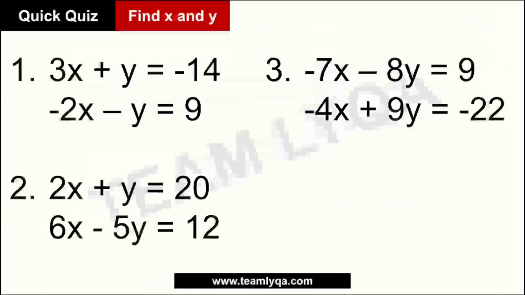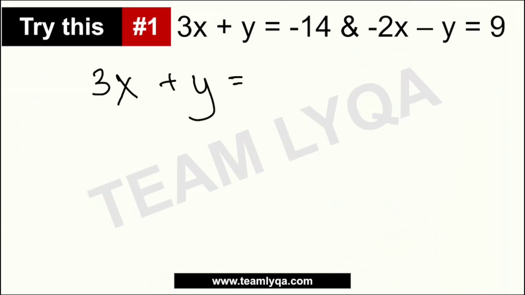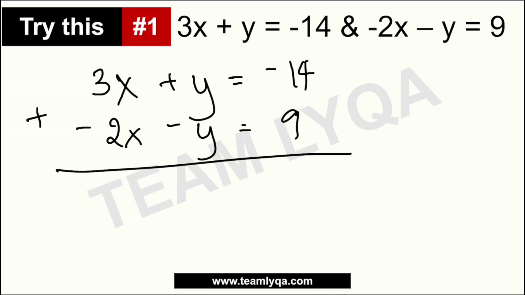Alright, let's see how you did. So, let's start with yung una. The first one is fairly easy kasi kung pagtatapatin ko sila, this will just give me 3x plus y equals negative 14. Tapos, we have negative 2x. Tapos, we have negative y equals 9. And if you notice, pag pinagsama ko sila, etong mga y na ito makakancel na agad kasi pareho silang 1. Positive 1 tsaka negative 1. Pag pinagsama ko sila, magiging 0.